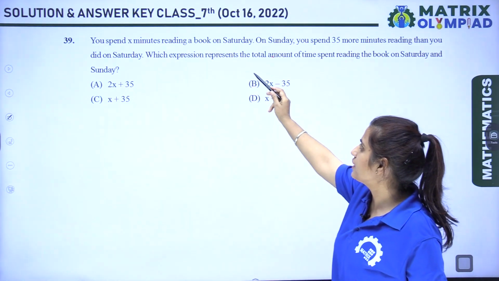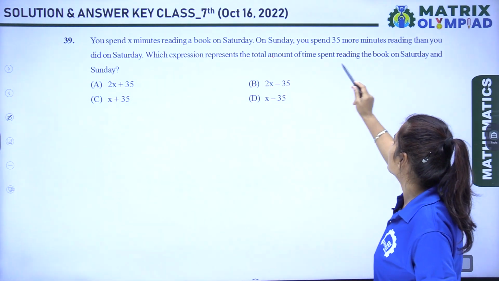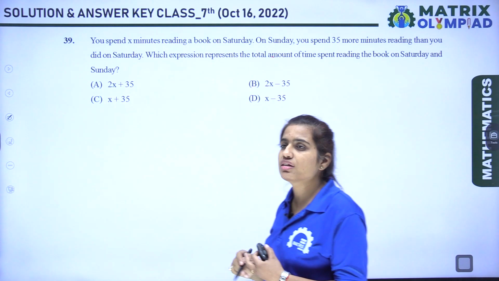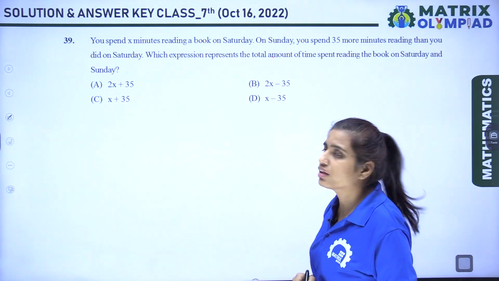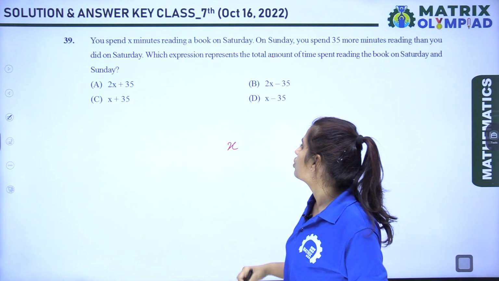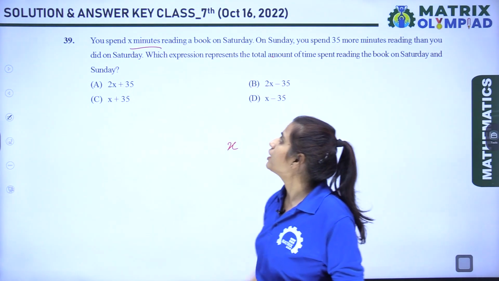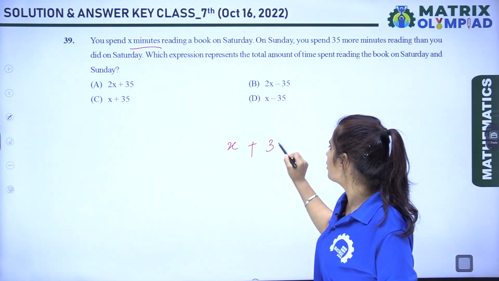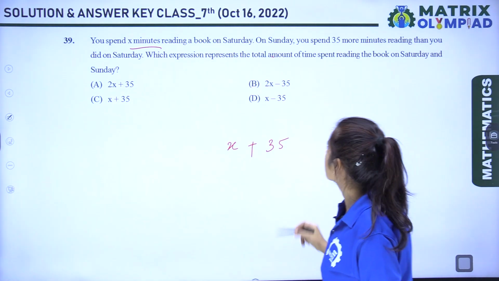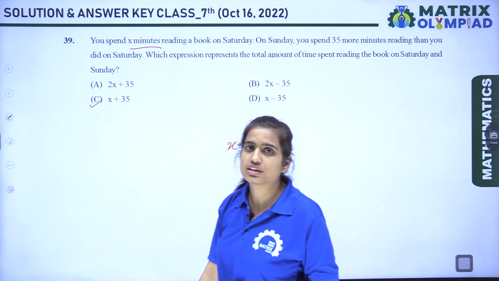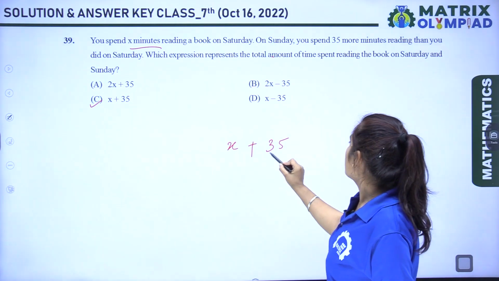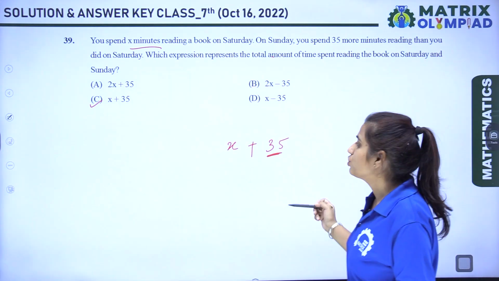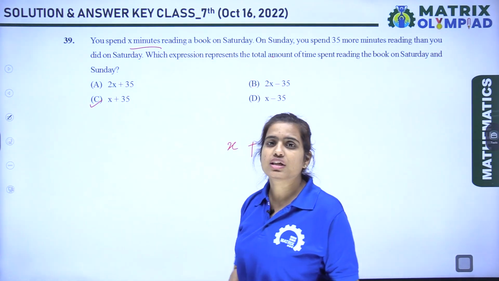Which expression represents the total amount of time spent reading the book on Saturday and Sunday? So, let the time on Saturday be x. So, x is the total minutes that you spend on Saturday. So, x plus 35 will be the correct answer, and it is option C, as on Sunday you are spending 35 more minutes. So, x plus 35 is the correct answer.